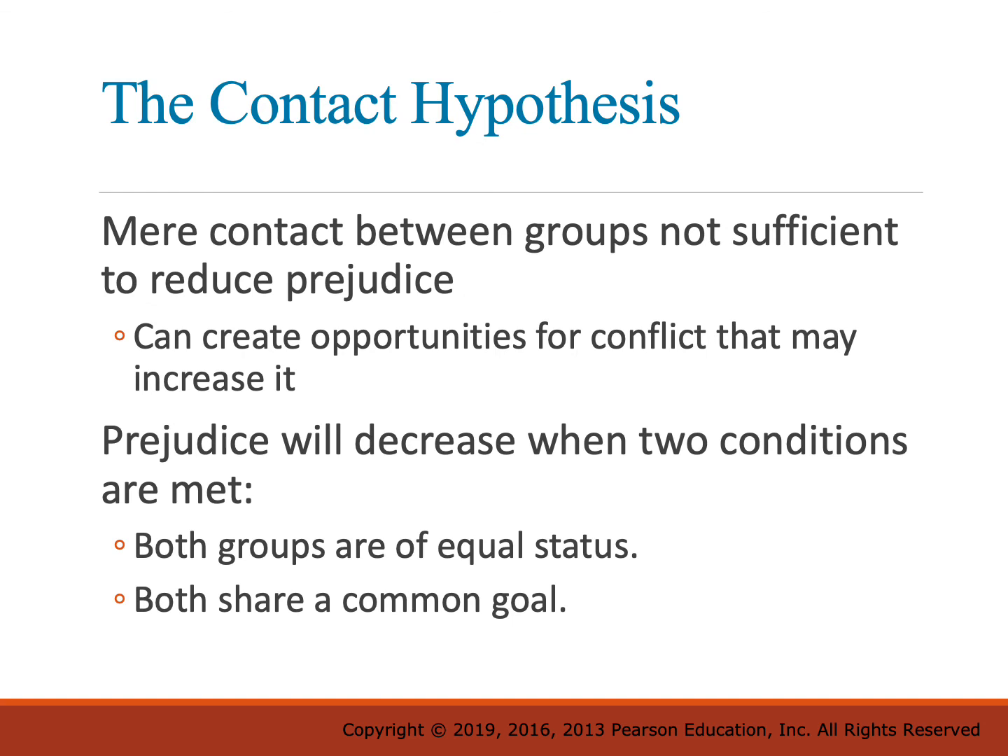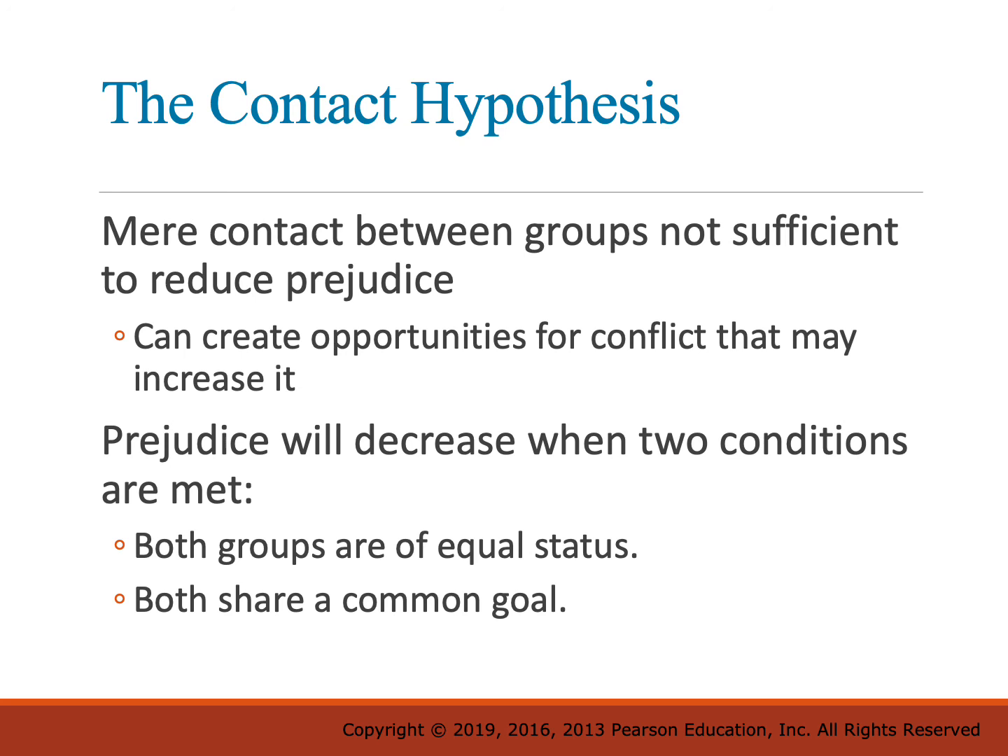So the contact hypothesis originally hypothesized that mere contact between groups was not sufficient to reduce prejudice, okay? That the contact hypothesis can actually create opportunities for conflict, and that the prejudice will decrease when two conditions are met. Both groups are of equal status, and both groups share a common goal, right?